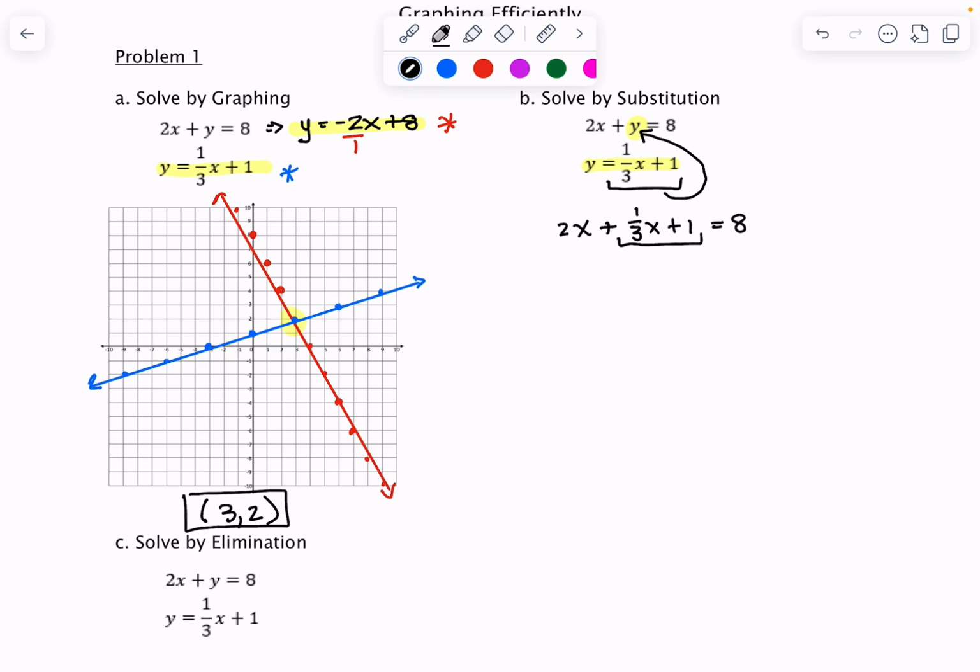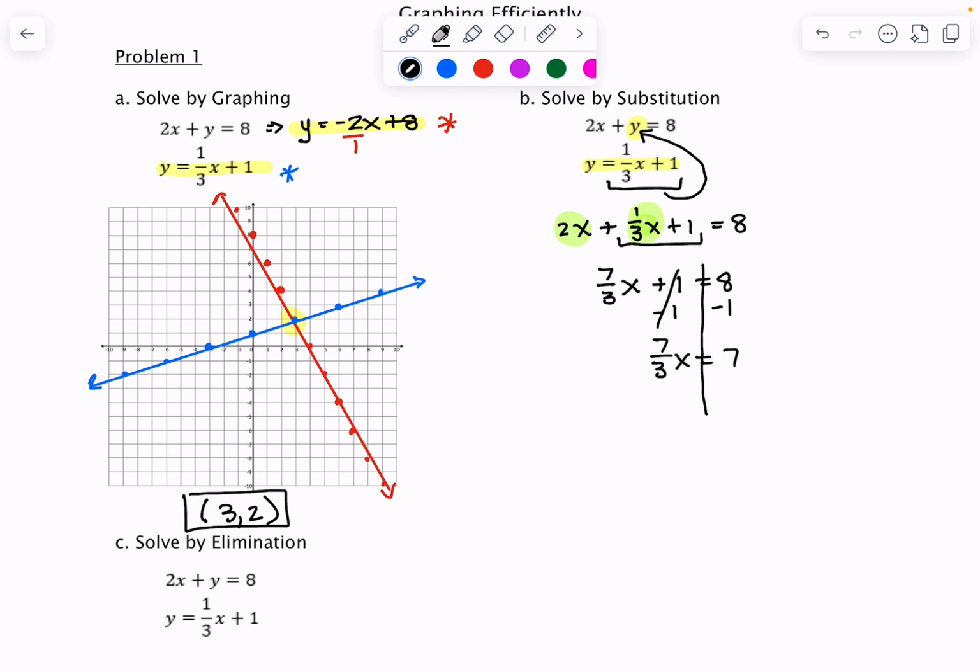When I combine these like terms right here, because these terms are like, 2x and 1/3 x, when I add those like terms together, I end up getting 7 over 3x. Bring down that 1, equals 8. I'm going to subtract the 1 on both sides. I can make my line here. Those cancel. I get 7/3 x equals 7.